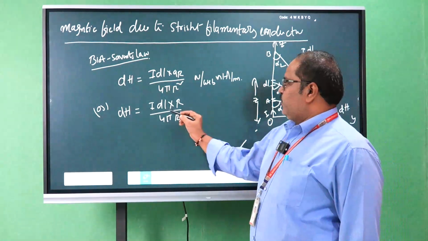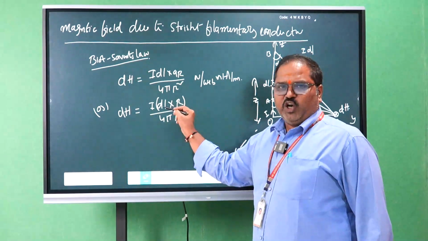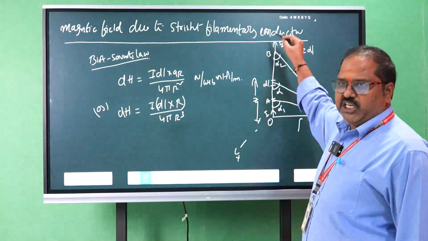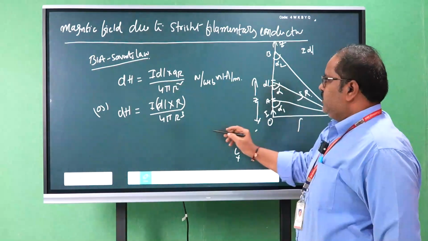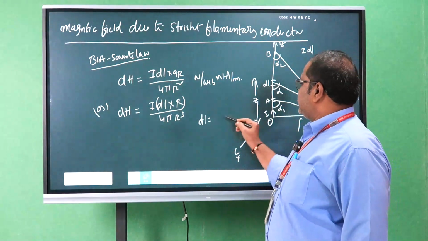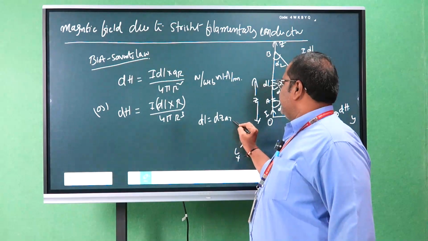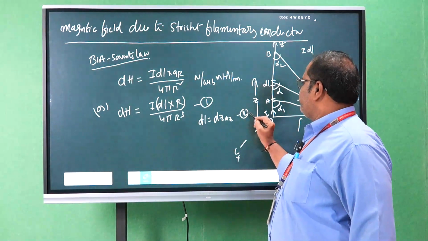First of all, you have to find out dl cross R. Here the differential element is along the z direction. It is a straight filamentary conductor along the z direction. Therefore, the differential element dl is equal to dz az. That is the first point, equation number 1.